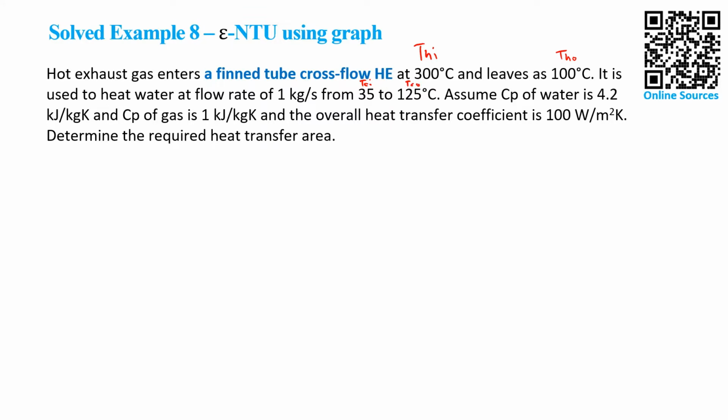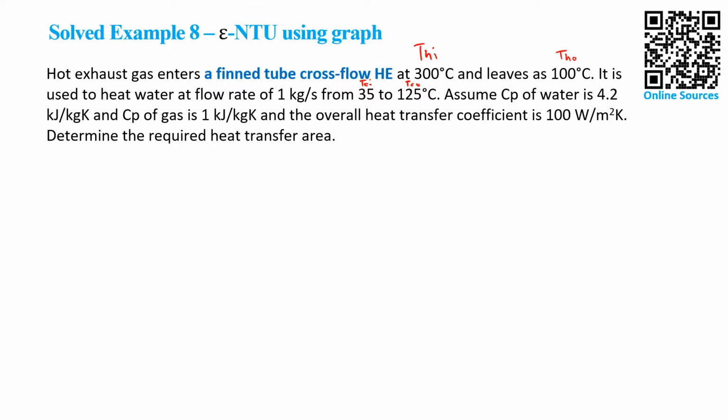Assume Cp of water is 4.2 kilojoule per kilogram Kelvin and Cp of gas is 1 kilojoule per kilogram Kelvin. You can also assume the given approximate heat transfer coefficient of 100 watt per square meter per Kelvin. The question is to determine the required heat transfer area.